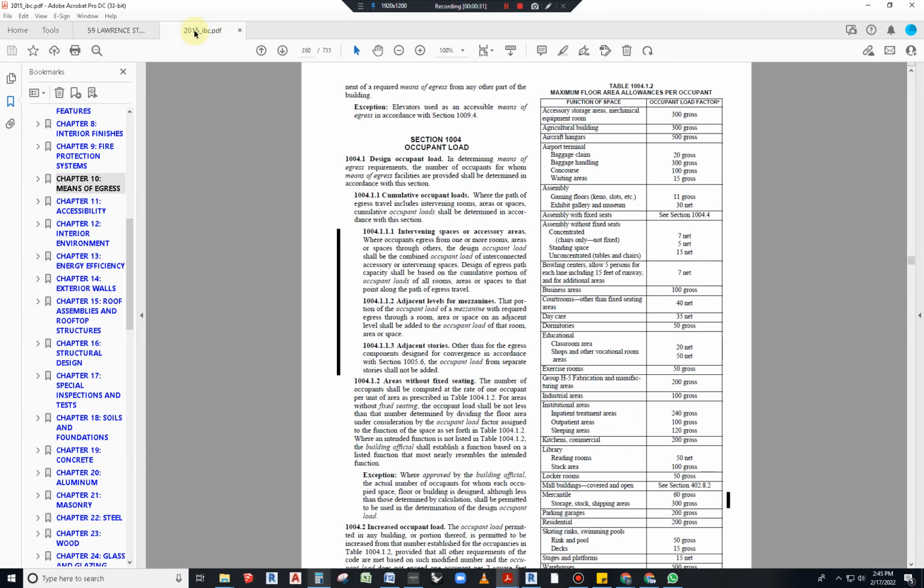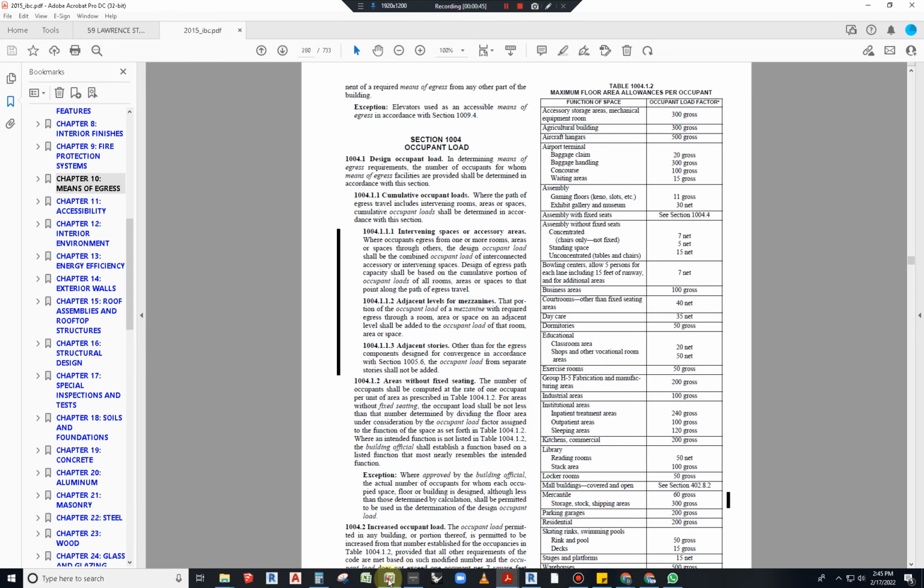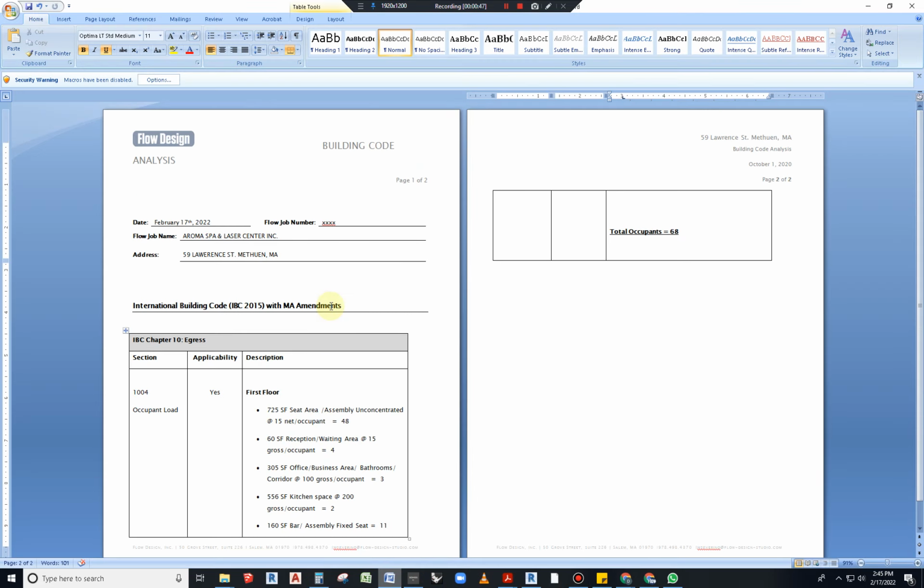Number two, the applicable building code, chapter 10, Means of Egress, Table 1004.1.2. And of course I'm going to need a calculator so that I can calculate that, and a building code template so that I can put it all into a template format. Okay, so what are we going to do?